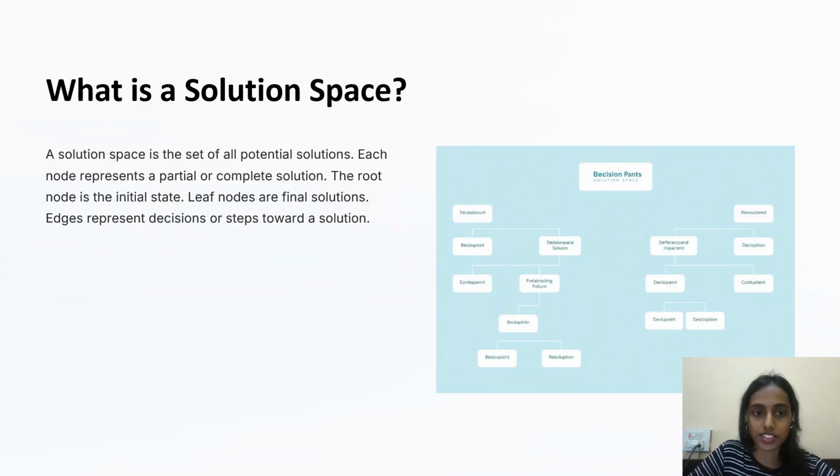A solution space is the set of all the potential solutions. Each node will represent a partial or complete solution. The root node is the initial state and the leaf nodes are the final solutions. Edges represent the decisions or steps towards the solution. Here we have a proper figure of the solution space tree.